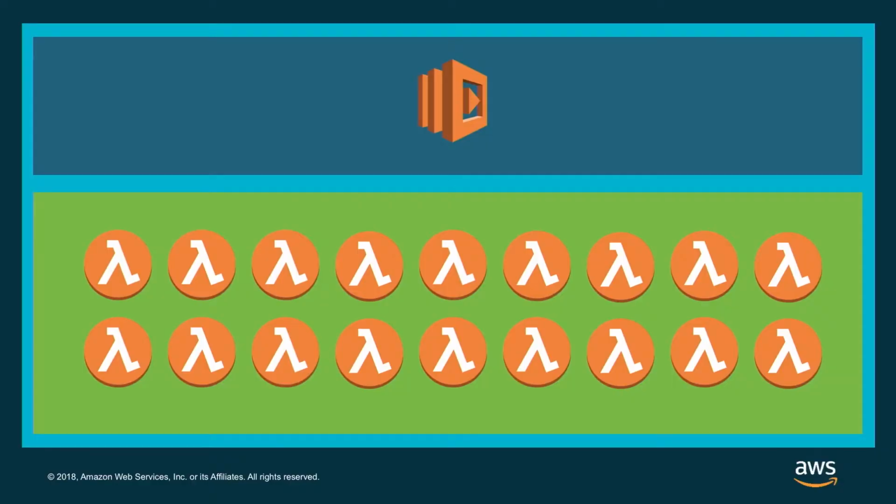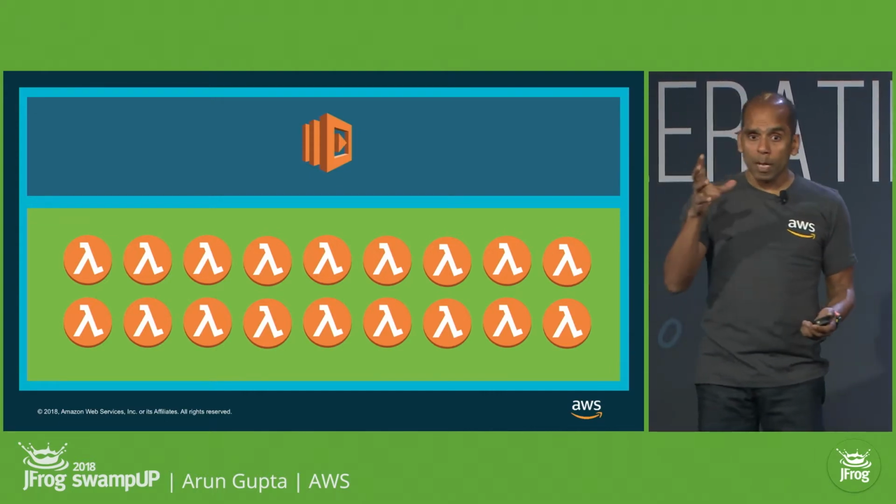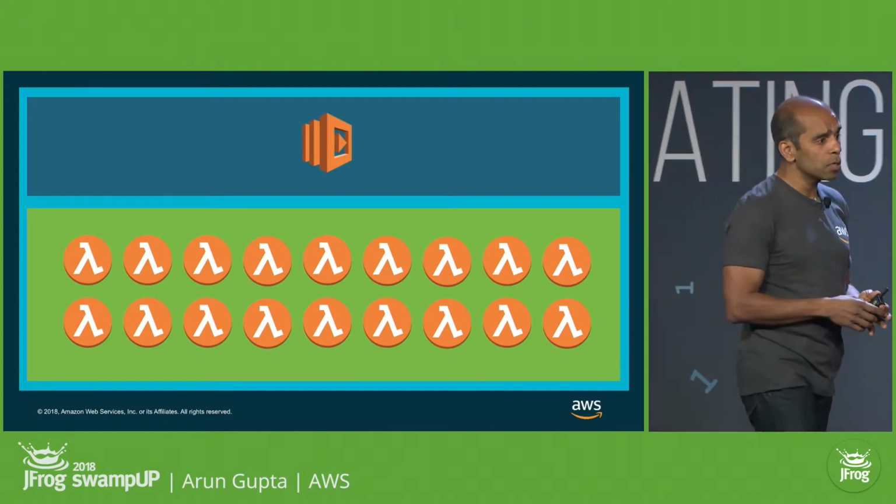Now, when you're running Lambda functions, yes, there is a data plane. Yes, there is a control plane. But you don't worry about it. You just go to the Lambda console, you say deploy my Lambda function, and you deploy the Lambda function. You want to scale it, it scales.